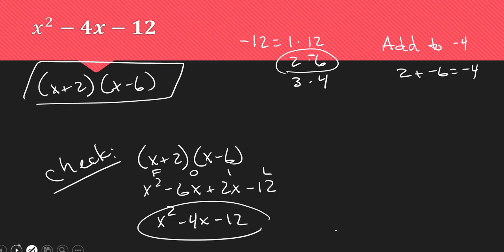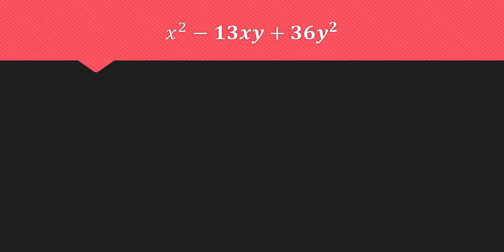Okay, let's look at one more. This one's a little more complicated. Now I've got some variables in both spots. But hopefully you remember from when we did multiplication that if I can put a y at the end and an x at the beginning, I'll get this x squared y squared. I'm still looking at the same numbers.